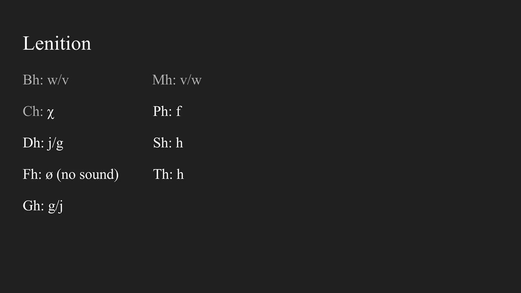And those sounds are BH, wa, broad, va, slender, CH, cha, DH, which is ya, broad, and ga, slender, FH, which will make no sound, so whatever sounds are after it, although ones are pronounced, not FH. GH is ga when broad or ya when slender. MH is va when broad and wa when slender. PH is fa. SH and TH are ha.